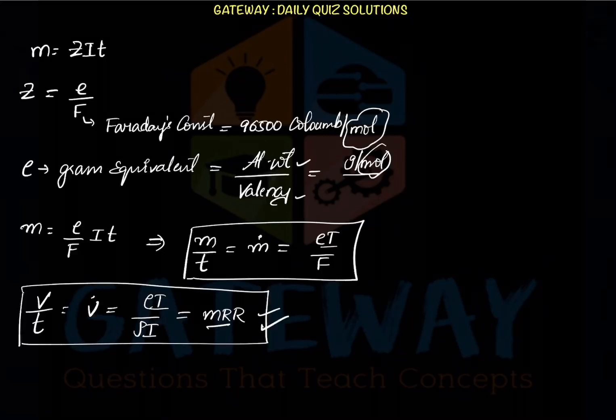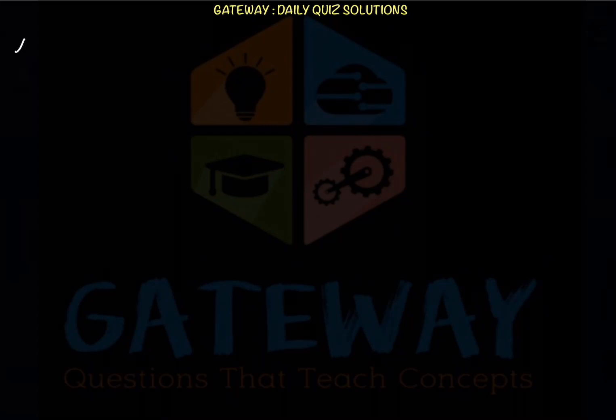So MRR is equal to EI upon F rho. In the question, rho was given, and F is a constant, also known. I was given as 1000 ampere. We need to calculate the value of E, the gram equivalent, and the value of the density.